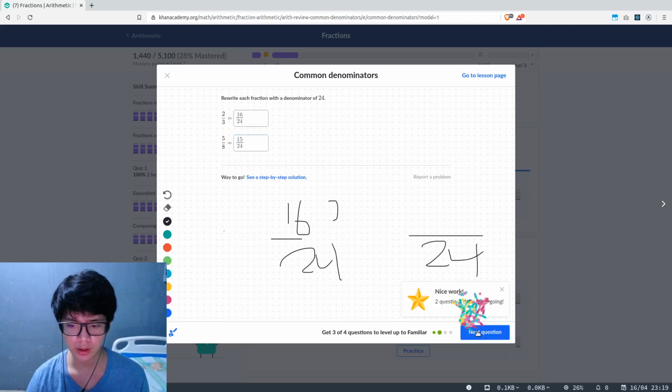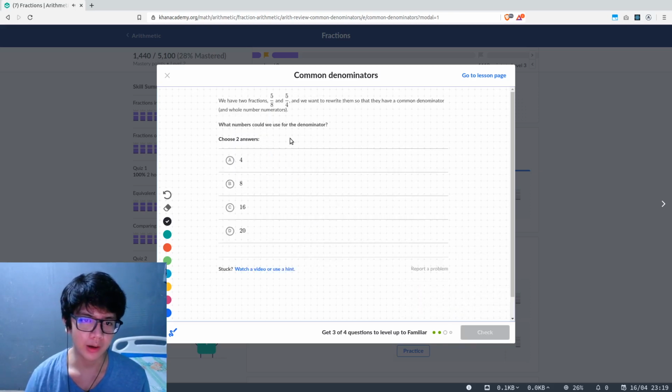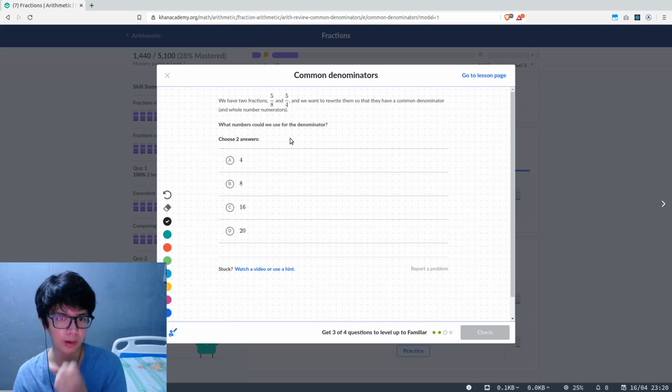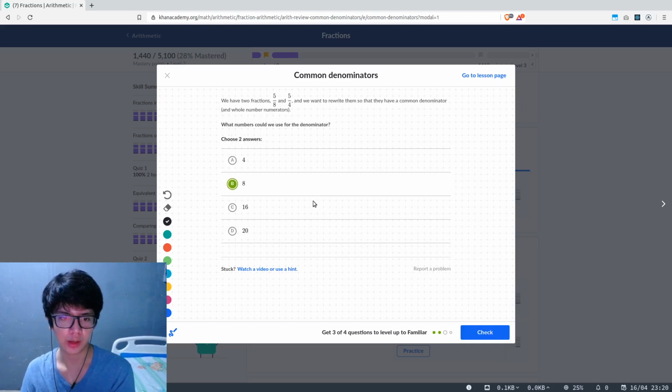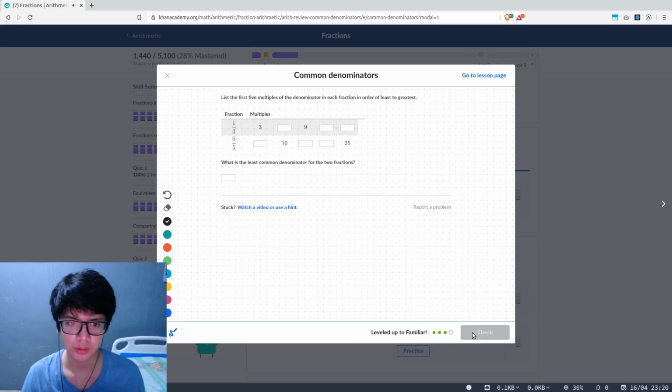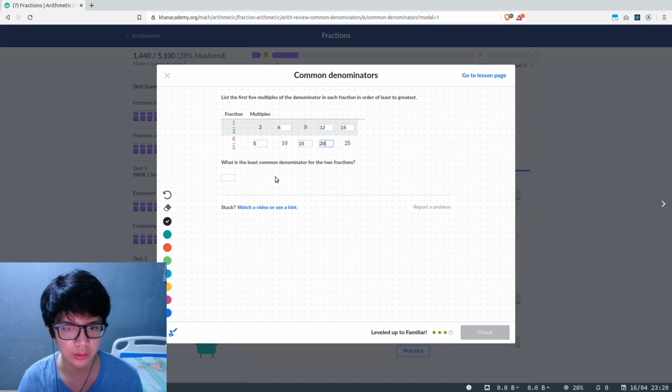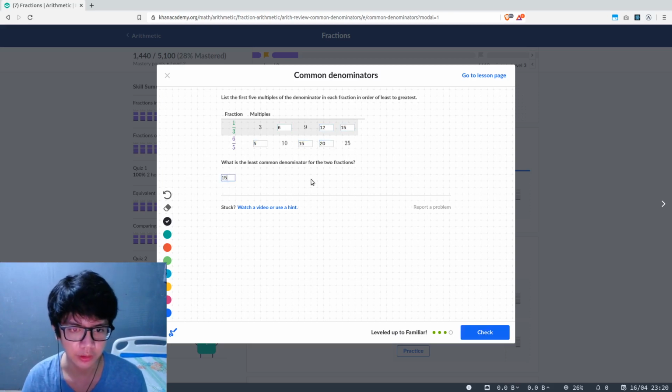We have two fractions, 5/8 and 5/4. We write them so that they have a common denominator and whole number numerators. What number could be used for the denominator? Could use 8 and 16. List the first 5 multiples of the denominator in each fraction, in order of least to greatest. Okay, 6, 12, 15, and we have 5, 10, 15, 20. That's the least common denominator, 15 for this common denominator.